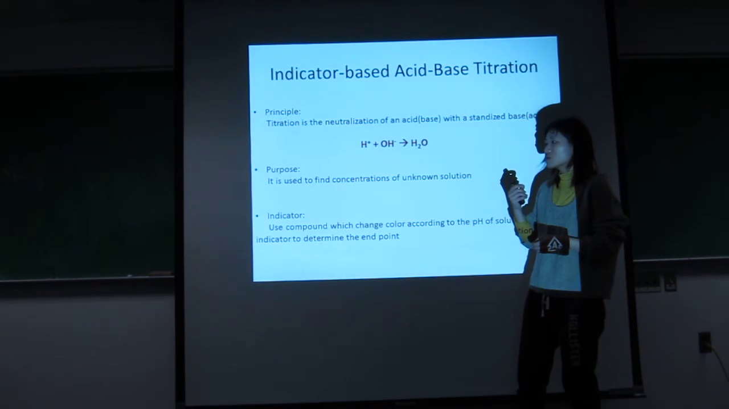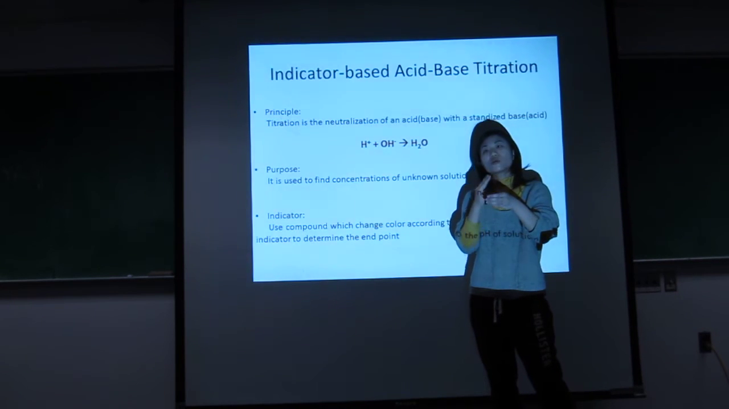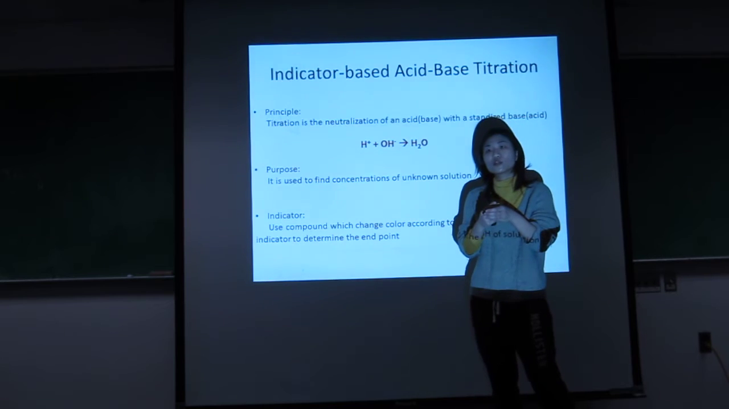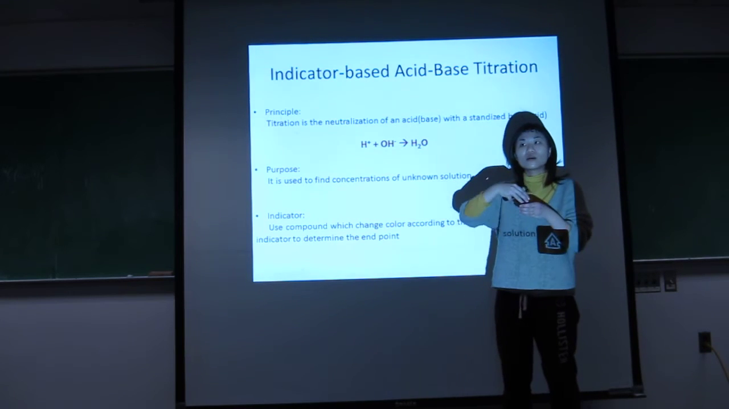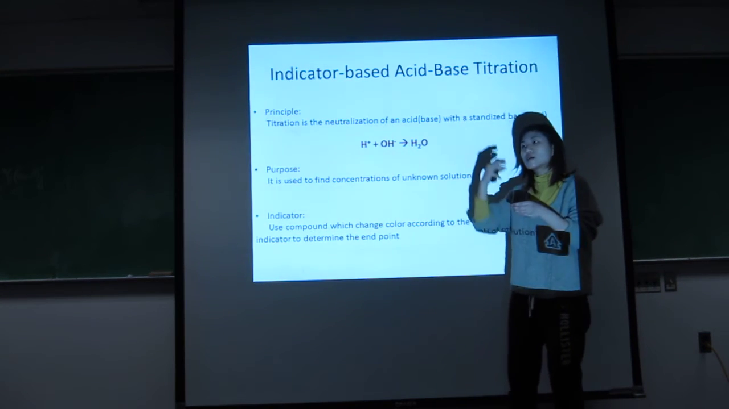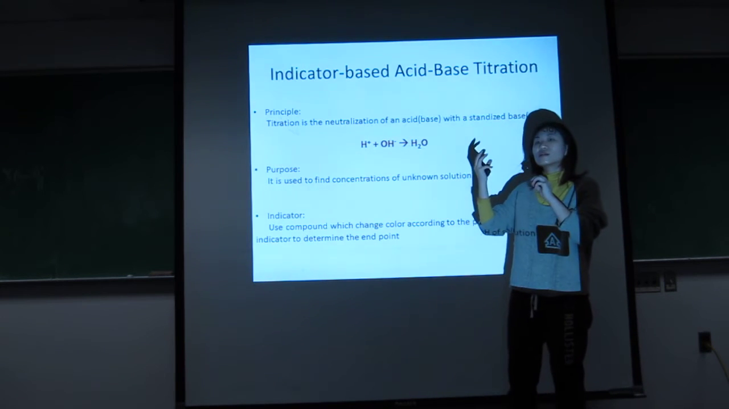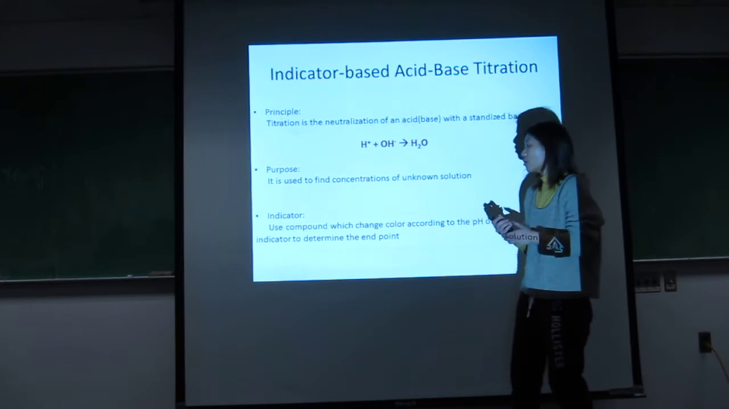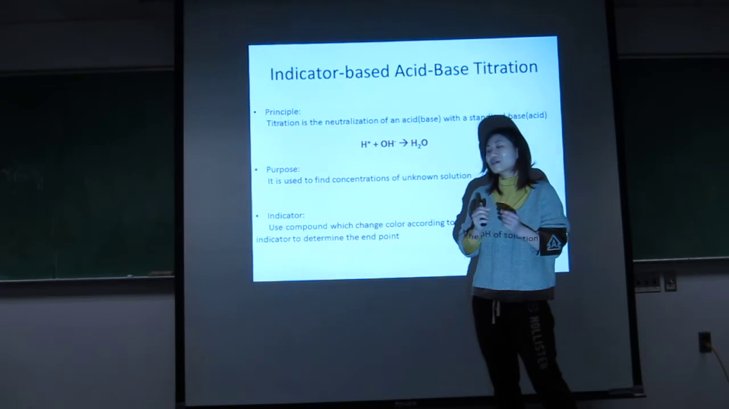So the process is that you have an unknown acidic solution or basic solution of unknown concentration, and then you use a standardized basic solution or acid solution to titrate this unknown sample. Then you can calculate the concentration of the unknown sample from the standardized solution. What is a standardized solution? It is a solution whose concentration is accurately determined by another method. So a standardized solution is just a solution whose concentration you know accurately.